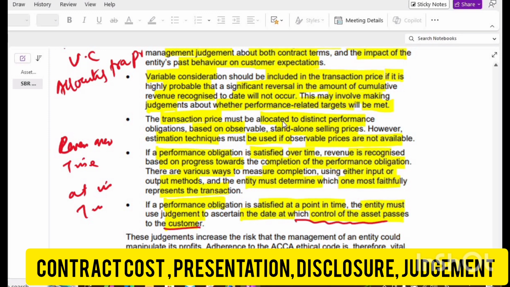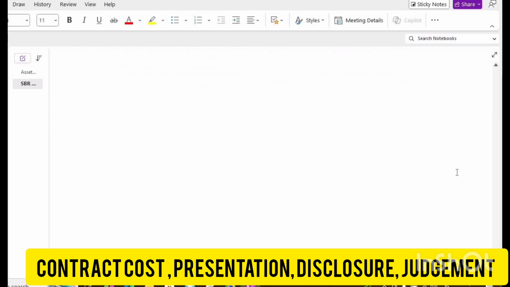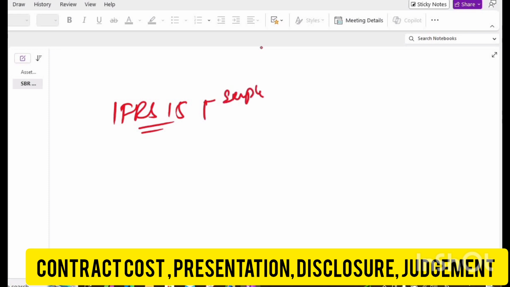So this is the end of this IFRS 15 standard. We have discussed IFRS 15 with examples, and after that we will practice questions from the kit. It may be BPP or maybe Kaplan.